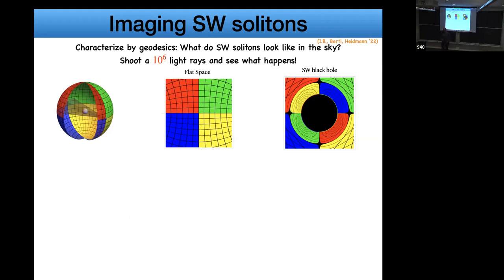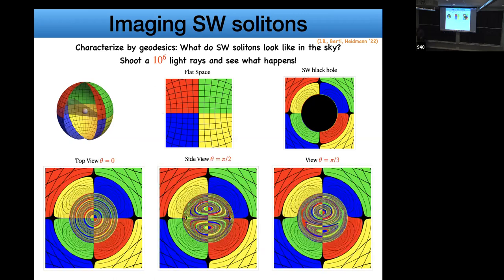Okay. Good. So you can ask, what happens if I do this for this Schwarzschild black hole, for these new solutions that I'm constructing? So this is a sort of top view. I had these three bubbles. If the orientation of that three-bubble structure is facing me this way, this is what you see, for example.